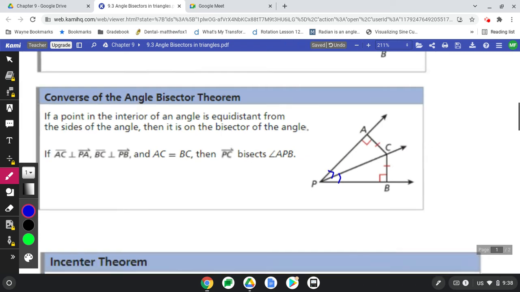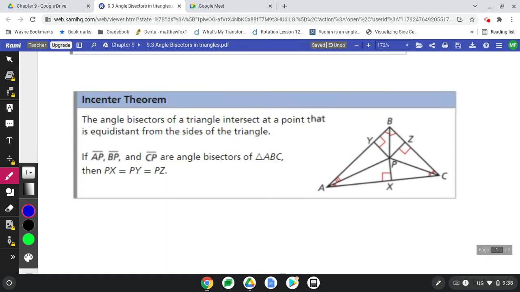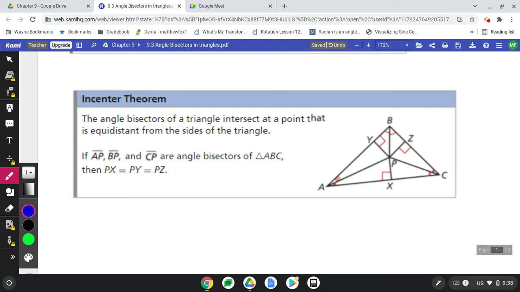Okay. Now, continuing with angle bisectors, this next word we're going to talk about, the incenter. We got to be careful. The incenter, it looks similar to our circumcenter, but our incenter is formed when our three angle bisectors intersect.